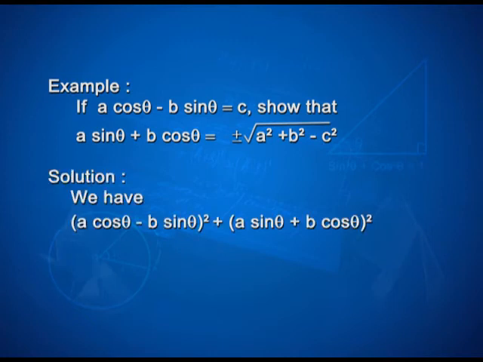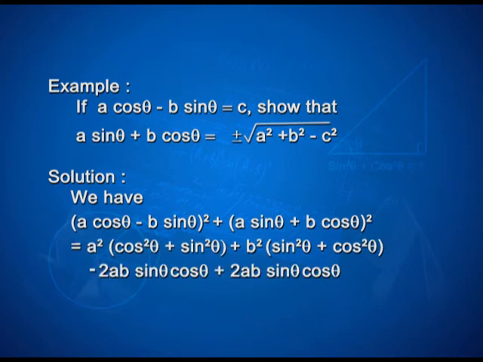We have a cos theta minus b sin theta whole square plus a sin theta plus b cos theta whole square. Again, using the identity a minus b whole square, we have a square into cos square theta plus sin square theta plus b square into sin square theta plus cos square theta minus 2ab sin theta cos theta plus 2ab sin theta cos theta. They get cancelled here with opposite polarity. Therefore, we have a square plus b square as cos square theta plus sin square theta is 1.